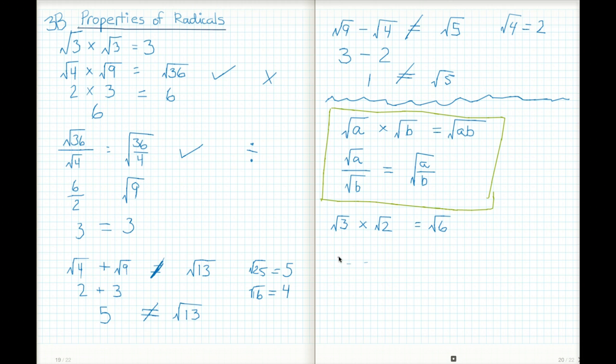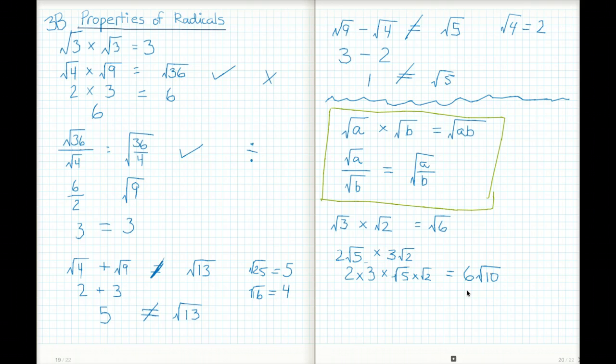Okay, another example. If I do 2 square root 5 times 3 square root 2, I can combine two things. One, because this is all multiplication, I can rearrange it and multiply 2 times 3, and then take that result and multiply it by square root 5 times square root 2. So 2 times 3 gives me 6, and square root 5 times square root 2 equals square root 10.